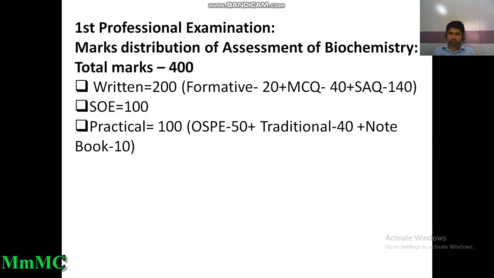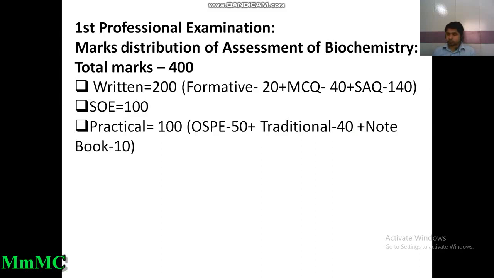Short notes that are very, very important for your written: anomeric carbon, epimer, isomer, isomerism, mutarotation, principle of Benedict test or only Benedict test, invert sugar.